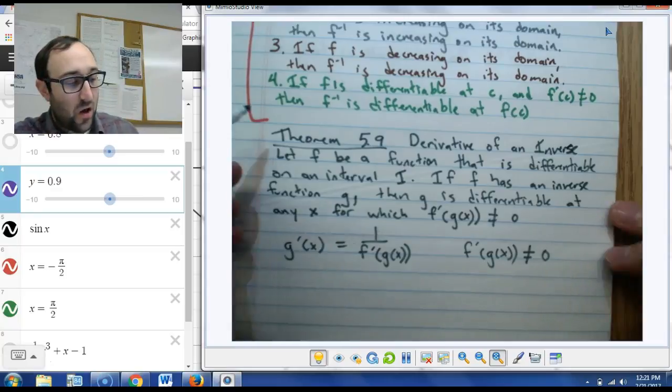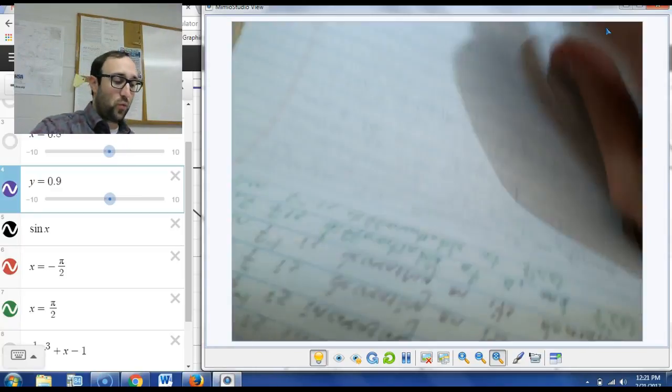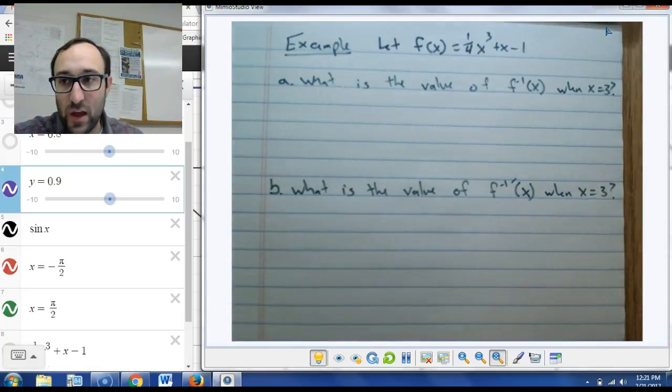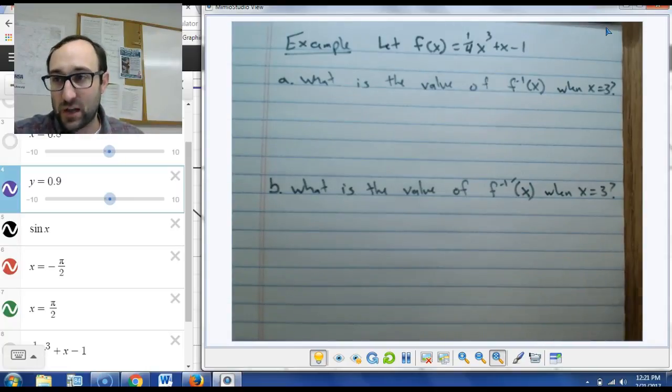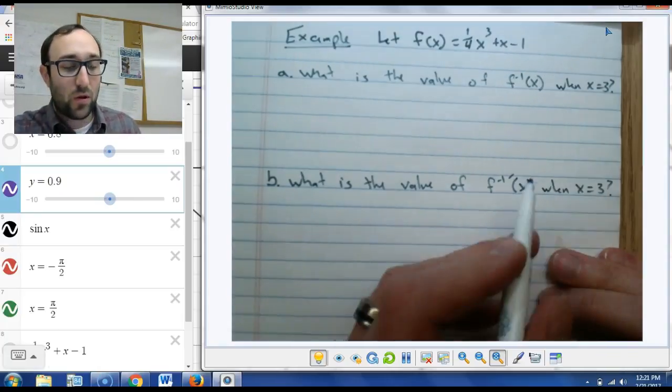All right, so you say, great, how is that really all that helpful? Well, we're going to do an example with that right here, right now. So here's your example. Let f of x equal 1/4 x cubed plus x minus 1. What's the value of f inverse of x when x equals 3? So that's the first question.